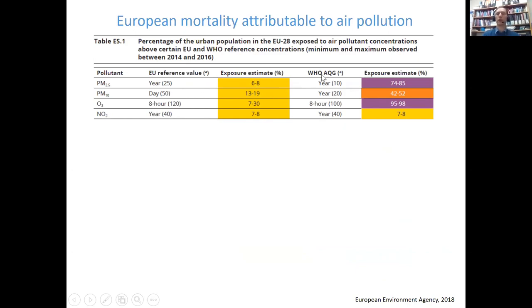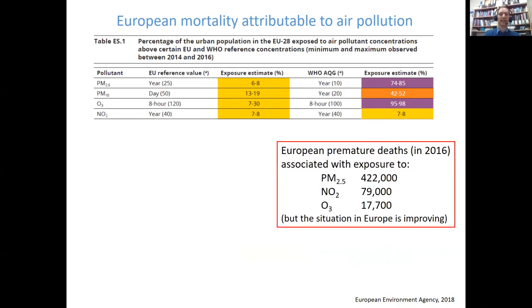But if we look at comparing the pollution where people live against the WHO, the World Health Organization air quality guideline, which is a lower value for PM2.5 of 10 micrograms per cubic meter, we can see that the proportion of people that are living in areas that exceed that value jumps up to 70 to 80%. And it's a similar story for ozone. Against the EU standard, it's a few tens of percent. By the time we look at comparing against the WHO air quality guideline, it's almost 100%.